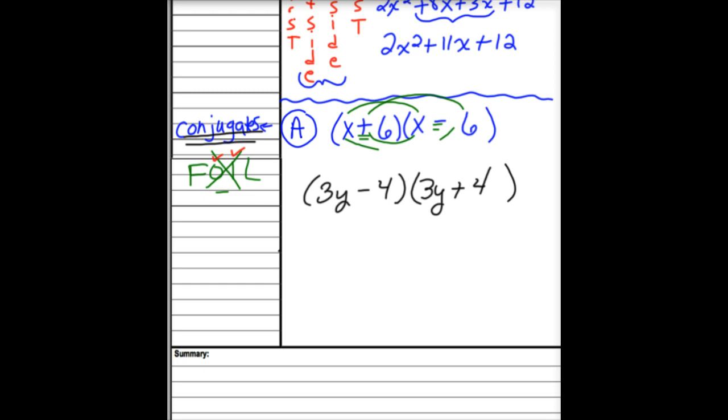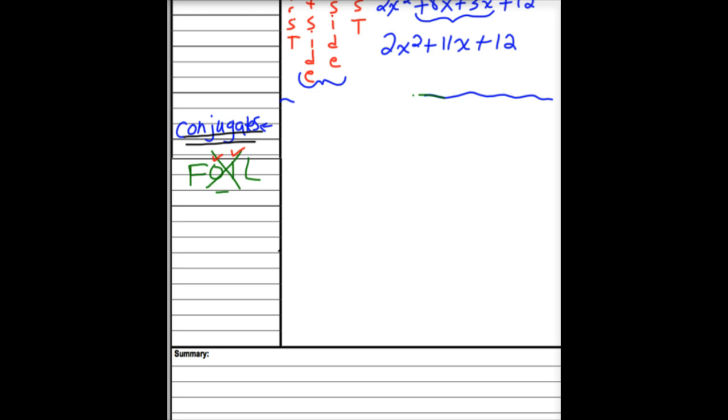If I were to FOIL this, I'd write out all the terms, but what I would notice is on the outside I'd have a 12y, and on the inside I'd have a minus 12y. So if I notice that, I can save myself some time by just doing firsts and then minus lasts, and it's nice and quickly easy to multiply.